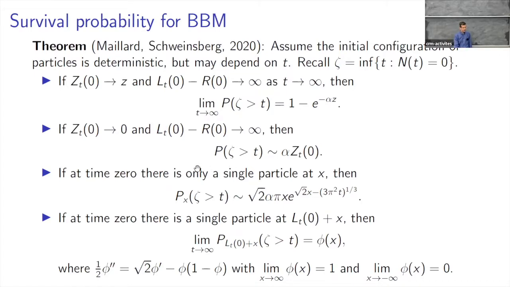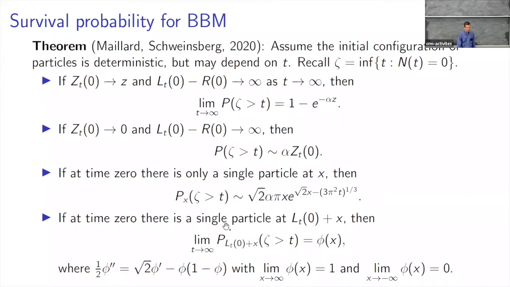Now, a special case of that result is if we start the process from just a single particle at x, and then we get that the probability of survival until time t is asymptotically a constant times x times e to the root 2 x minus 3 pi squared t to the 1/3 power. That's the result that we stated earlier in the lecture. Before we had an arbitrary constant in front instead of the square root of 2 times alpha times pi, but this is really the same thing because alpha depends on the unknown constant a from the branching mechanism in the continuous state branching process.